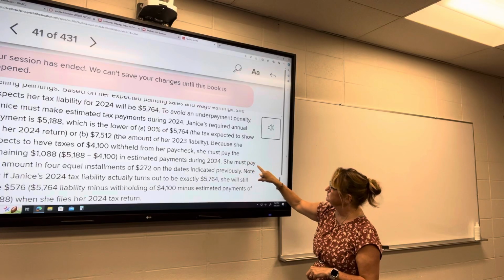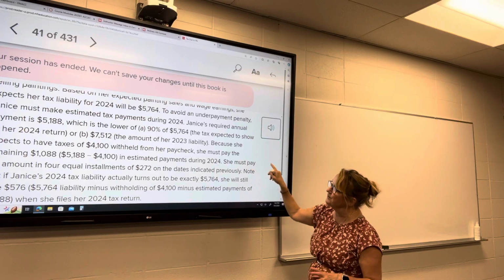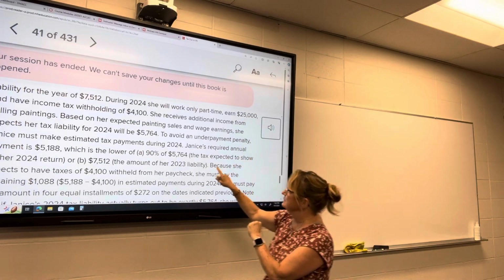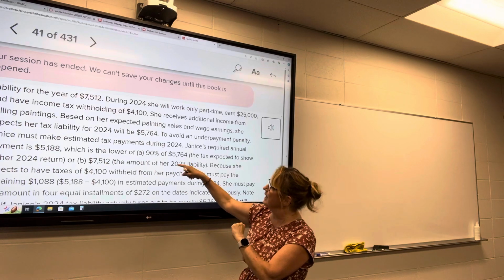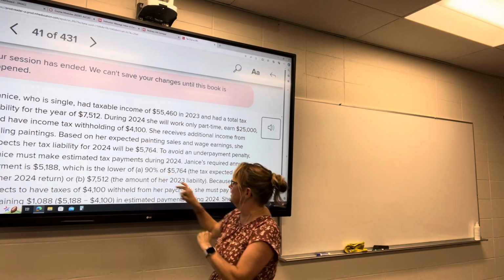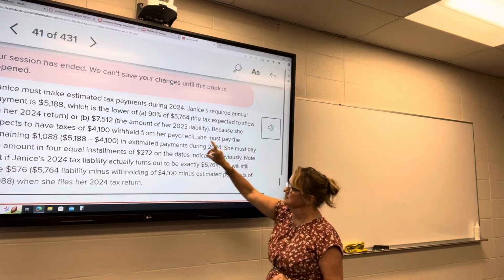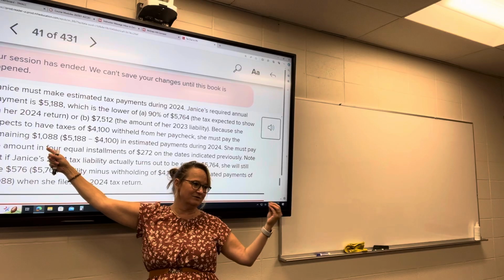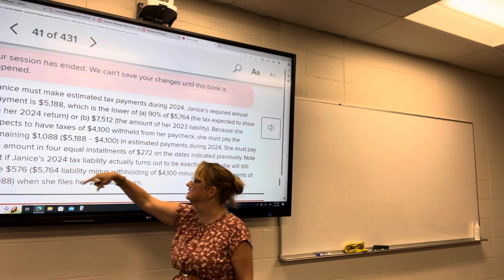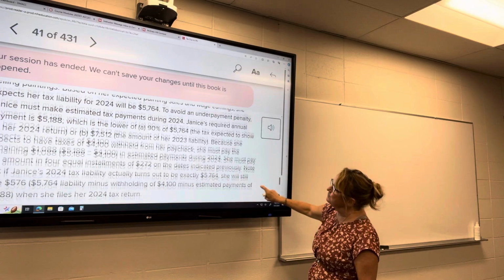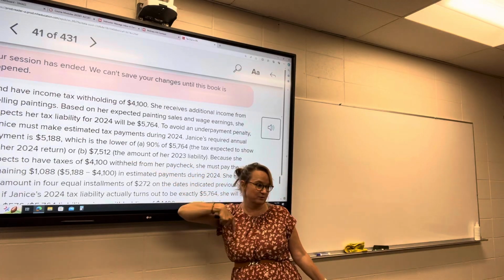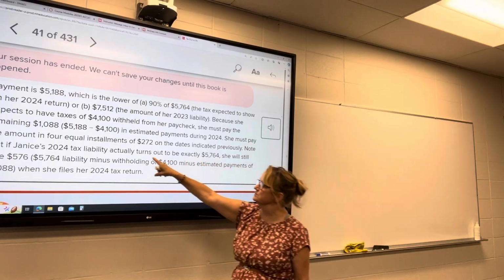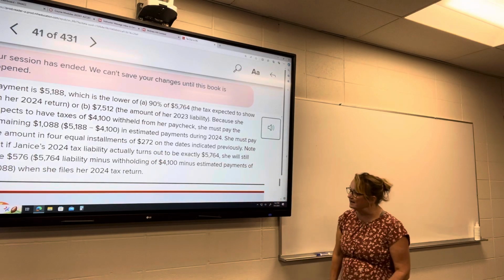So what you would do, if they're using the 90%, is take the $5,764 minus what she's having withheld, $4,100. She's going to owe an additional $1,088. That's just over that $1,000, but still, to be on the safe side, they'd want to do that. Well, like I said, if they were being on the safe side, they'd tell her $7,512. We're going to base it on that, but she's got to pay those in 4 equal installments of $272 by the due dates.